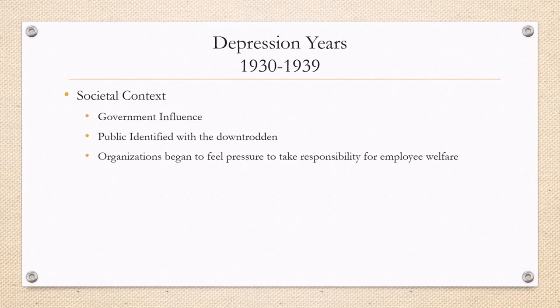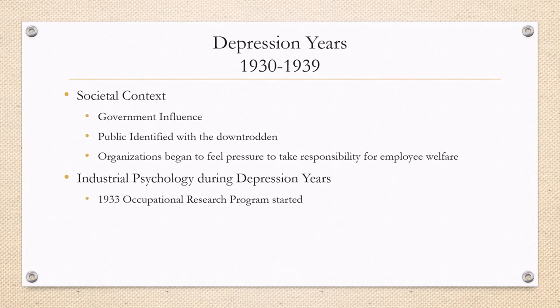The public at this point was identifying with people who were downtrodden, who didn't have the means that maybe others did or people had previously. People began to distrust big business and be in support of government interventions. Organizations began to feel pressure to take responsibility for employee welfare. Whereas before they had looked at employees more as machines, now they're starting to look at them more as individuals and humans.